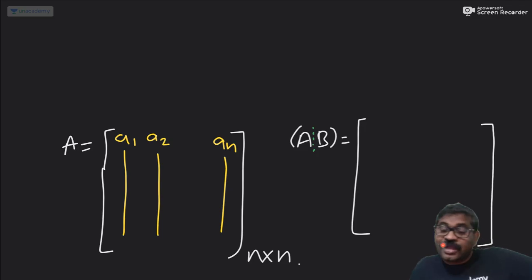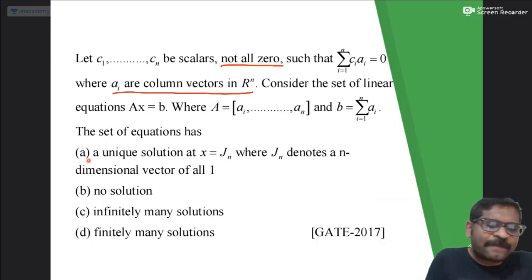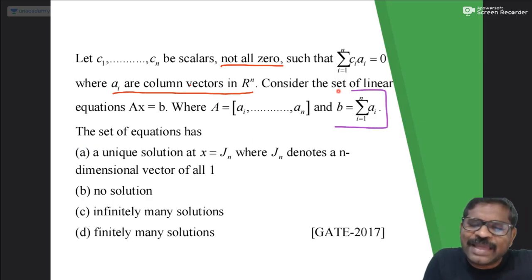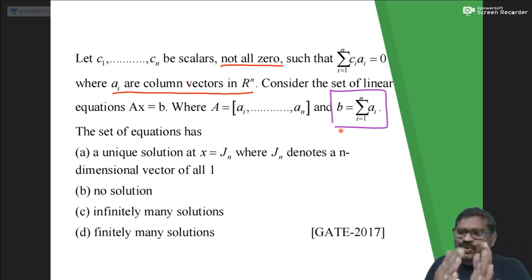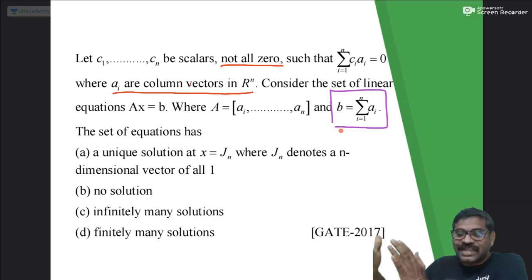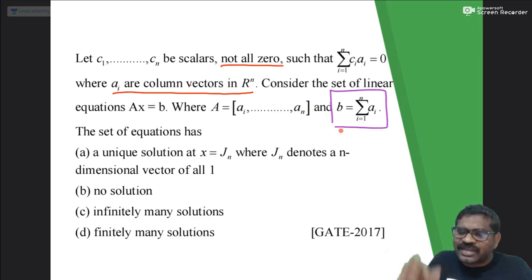Concentrate. A1, A2, An are all column vectors. N column vectors. It is not my assumption. It is given in the data. And it is also given that B equals sigma Ai. Sigma i equal to 1 to n Ai means what? A1 plus A2 plus A3 plus An. All column vectors summation gives you one vector. That vector is B.